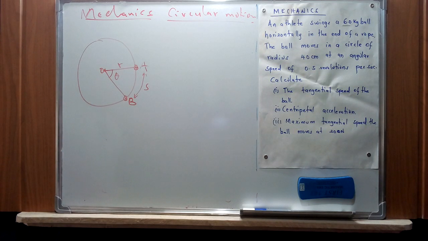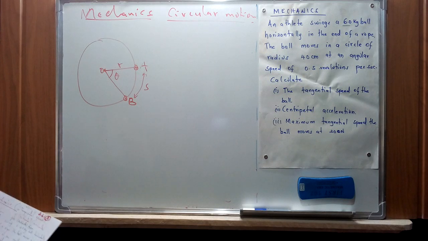So in that case, we can just have a look at the question so that we can see whether it is related to that. So it says an athlete swings a 6-kilogram ball horizontally in the end of a rope. The ball moves in a circle of radius 40 centimeters at an angular speed of 0.5 revolutions per second. Calculate: Roman 1, the tangential speed of the ball. Roman 2, centripetal acceleration. Roman 3, maximum tangential speed the ball moves at 200 newtons. So of course that one is going to form a basis for our discussion for today.